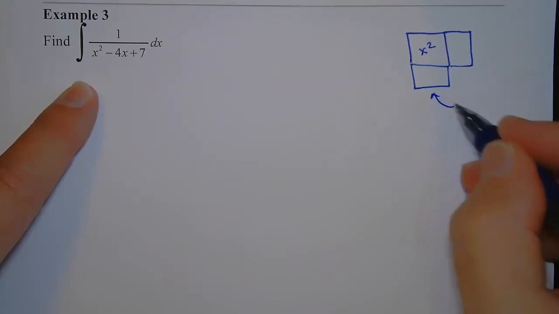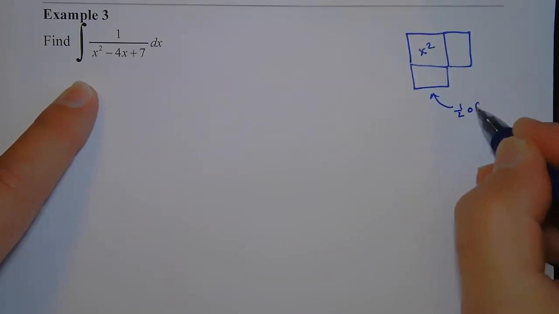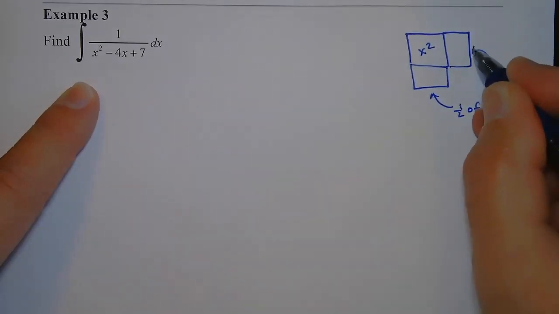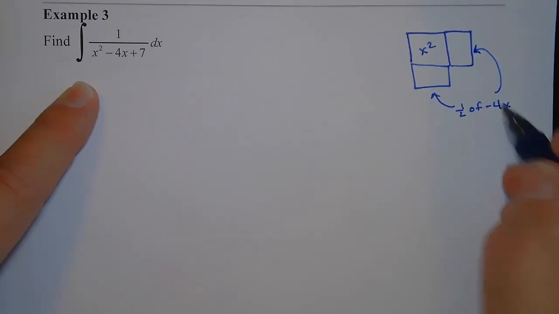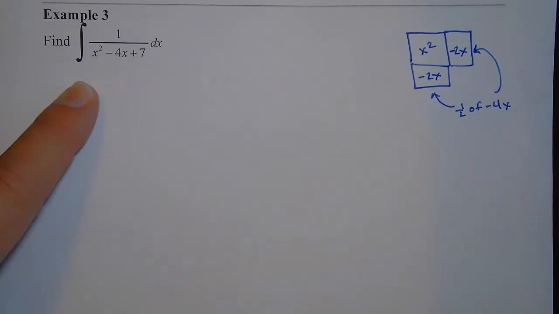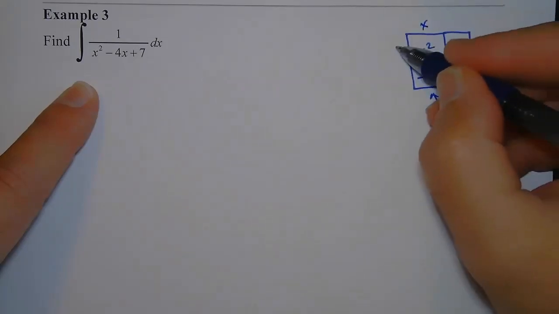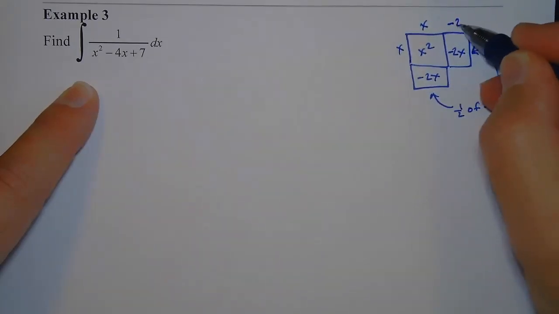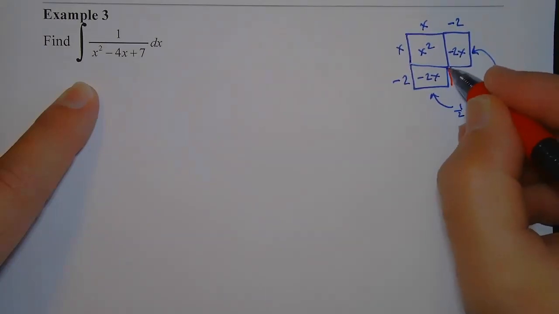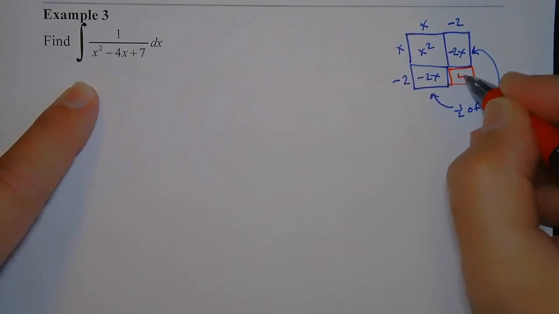So this is going to be half of negative 4x. And it's going to go here and here. Okay, so that would be negative 2x, right? So negative 2x here and negative 2x here. And this makes x by x. And this would have to be minus 2. And this would also have to be minus 2. And negative 2 times negative 2 is positive 4. So my missing piece right here is the 4, right?